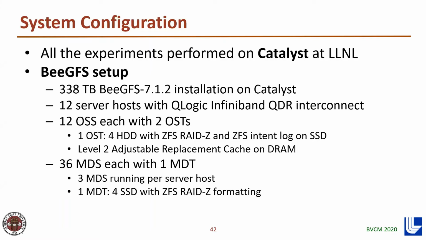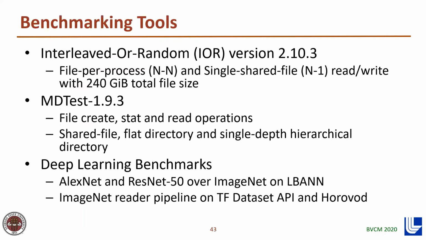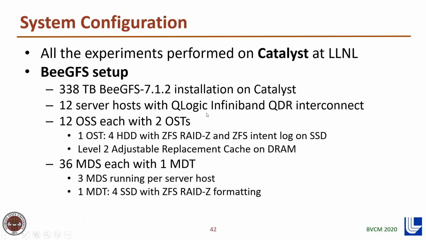Each object storage target in our case was 4 hard disk drives with ZFS RAID-Z and a ZFS intent log on SSD. And apart from that, we used the level 2 adaptive replacement cache on DRAM. And for the metadata services, we had 36 metadata services on 12 server hosts.